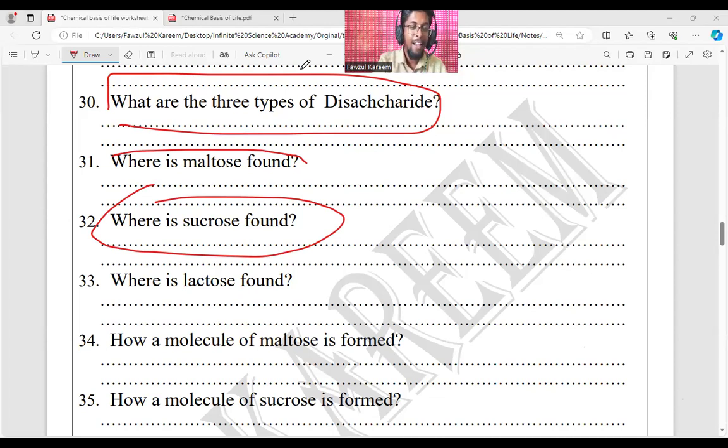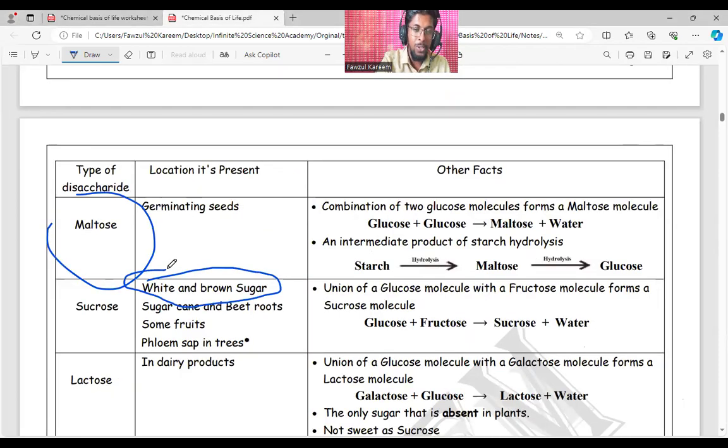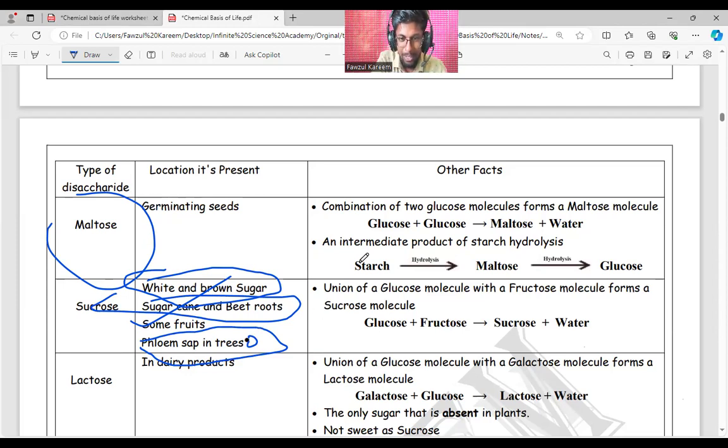Okay, Zikra, where is sucrose found? Alright, some fruits. Very good. Sugar, right? Sucrose is white sugar and brown sugar. There are 2 types of sugar, brown sugar and white sugar. And sugar cane and beetroots. Some fruits and phloem. Last class I didn't explain about the phloem, because I have put a star mark here. We will discuss it in our grade 11 unit number 1. Okay, don't worry, right?